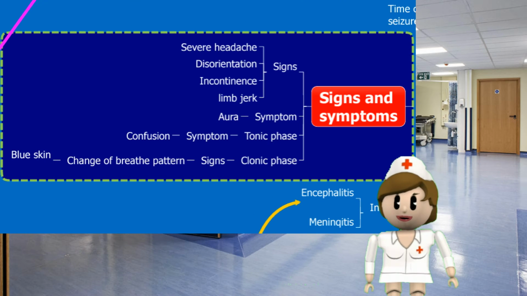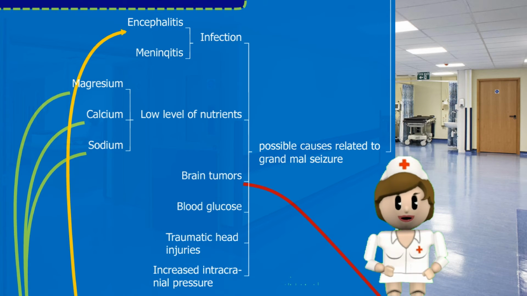For the second part of the health history, we should assess if there are any signs and symptoms related to grand mal seizure. Here shows the major types of signs and symptoms of the disease. For the third part of health history, we should assess if there are any possible causes related to grand mal seizure, because it will be useful in designing a care plan for Jack. Here are some of the causes related to grand mal seizure.